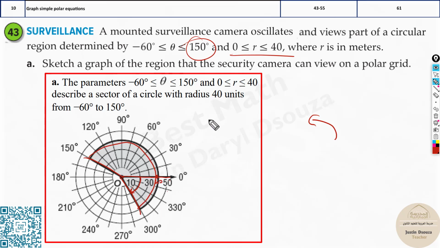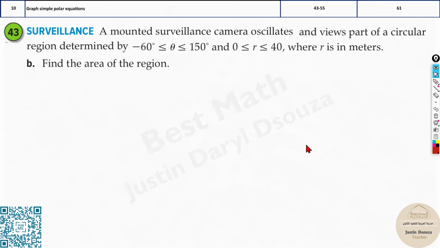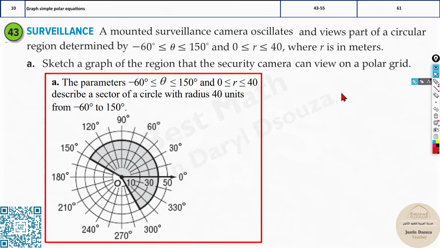So that's it. Now, this is the electronic part of your exam, so you will have 4 graphs. Just choose the correct one. It's very easy to recognize which is the correct graph. Now, what about the area? We have to find the area, right? Let me just do it over here.